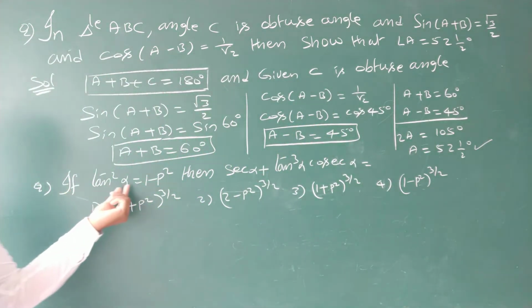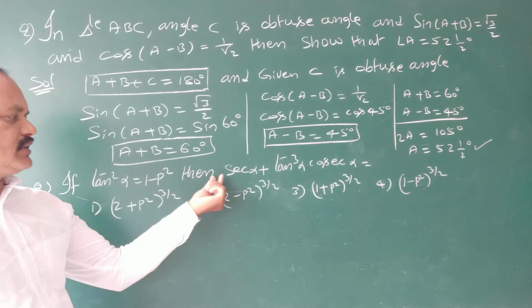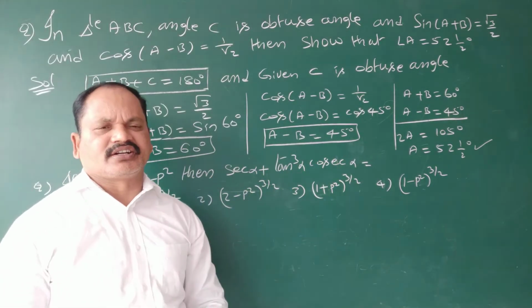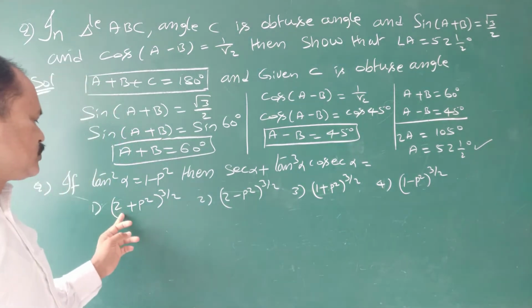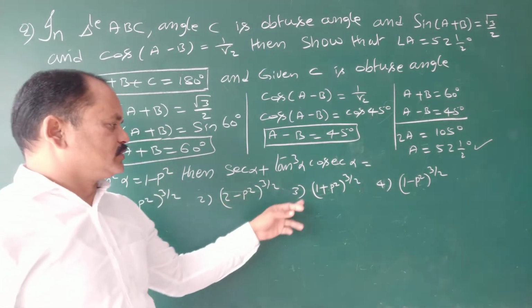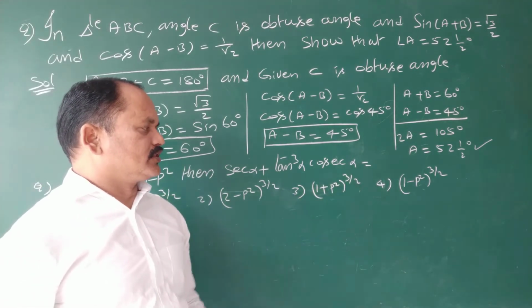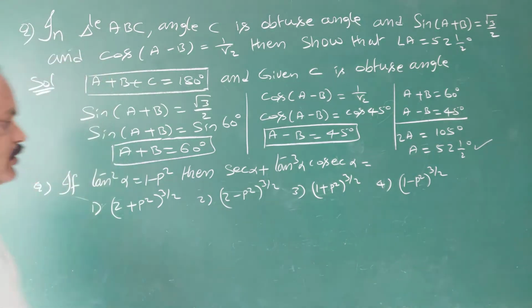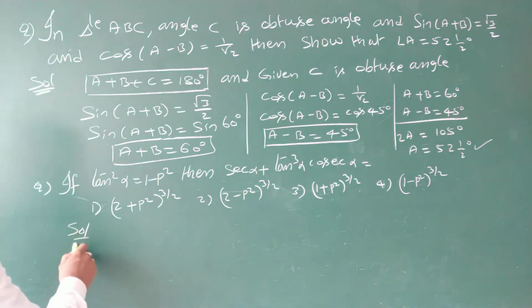If tan square alpha is equal to 1 minus p square, then secant alpha plus tan cube alpha into cosecant alpha is equal to: first option, (2 plus p square) whole power 3 by 2. Second option, (2 minus p square) whole power 3 by 2. Third option, (1 plus p square) whole power 3 by 2. And fourth option, (1 minus p square) whole power 3 by 2. Now solution for this question.